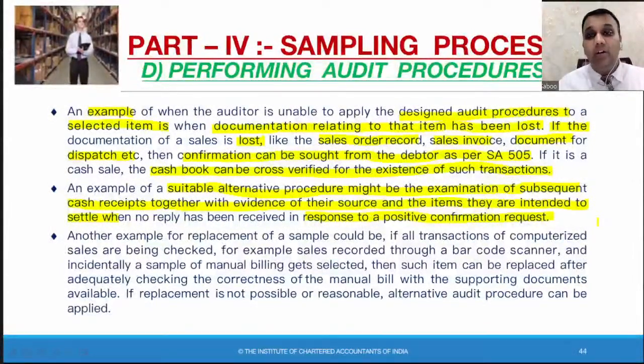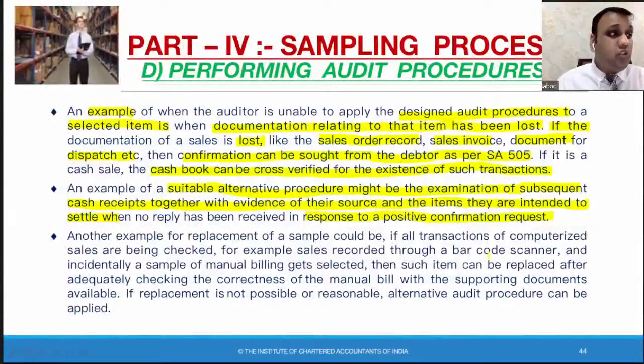I would write them a letter or a mail that our client says, as per their data, that they made sales to you of 5 lakhs on these 2 dates. Please reply in affirmation or negative whether this fact is correct or not. We haven't received any reply. So what would be the alternative procedure? We'll check what receipts we are getting from the debtor after that date, and we'll check whether those receipts evidence that yes, sales had been made. That is why they are giving money to our client company.